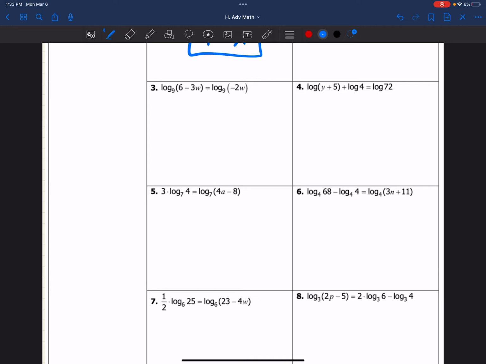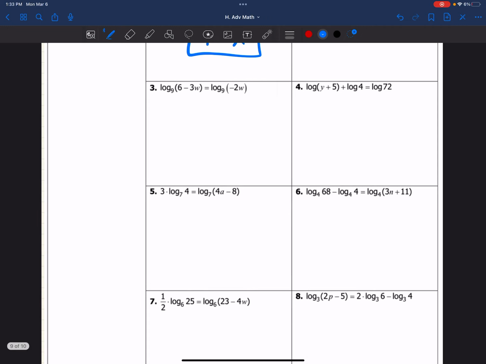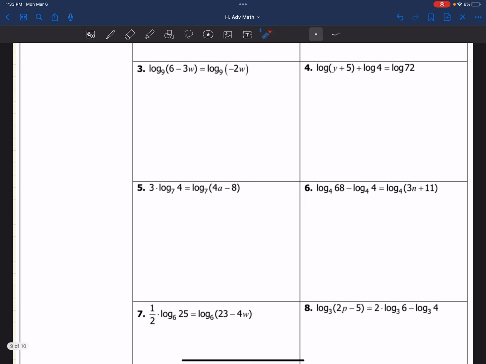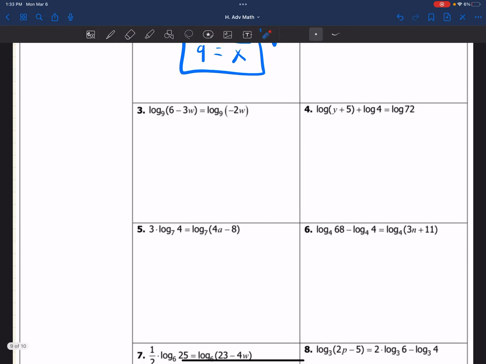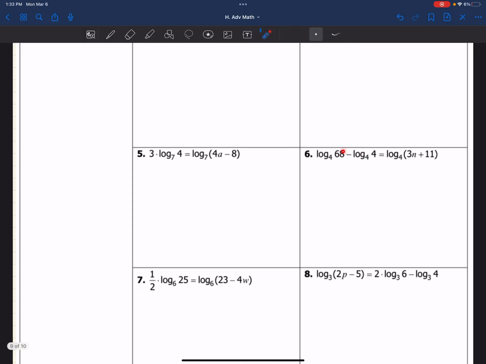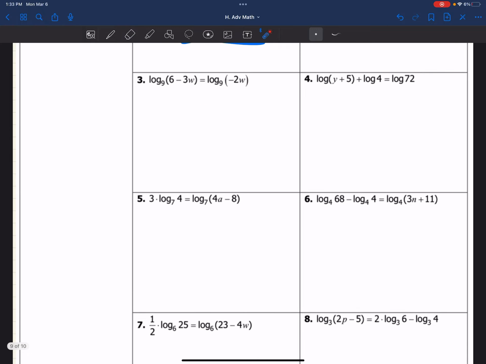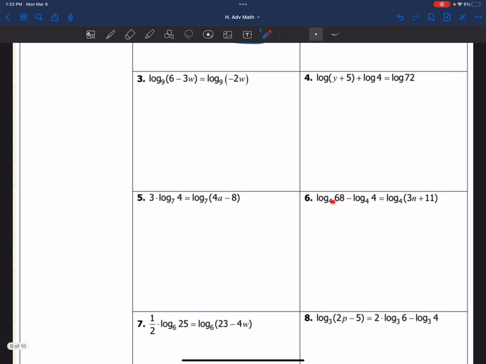Let's do number 6. So in number 6, this is not log set equal to log just yet, because on the left-hand side, you actually have 2 separate logs. You have a log here and a log here. So what you're going to do is, like step 1 says, condense this side first, have it as a single log set equal to a single log, and then you can use your one-to-one property. So how do I condense this? Well, I know that I have log base 4 of 68 minus log base 4 of 4.